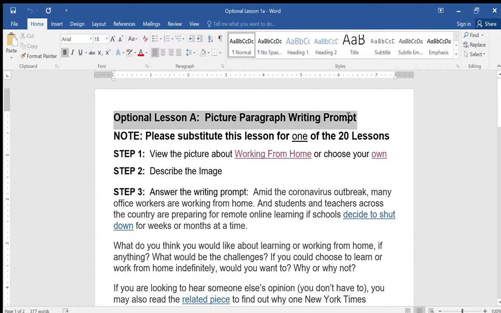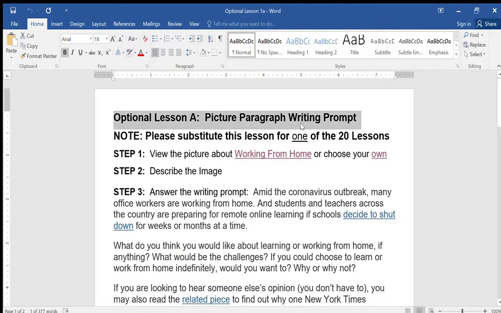These optional lessons are lessons that you can do to substitute for one of the other 20 lessons. So if you decide to do optional lesson A, then you don't have to do lesson 4 if you didn't like lesson 4, or lesson 18. You can do this lesson and then you don't have to do another lesson. That's what substitute means, okay?